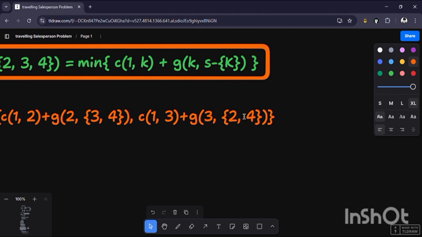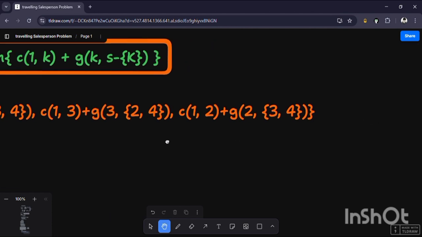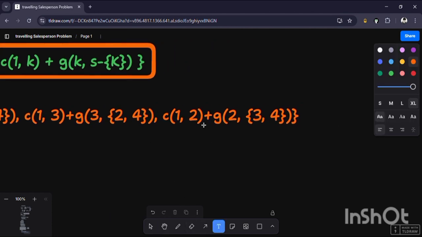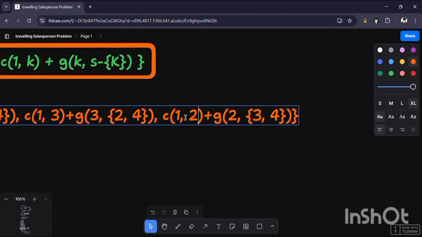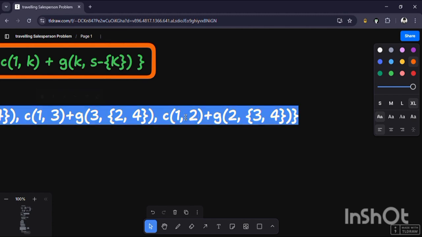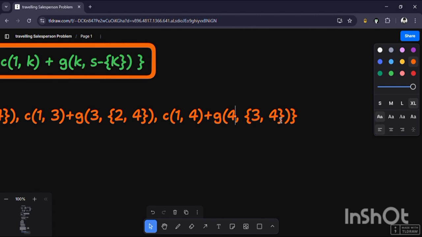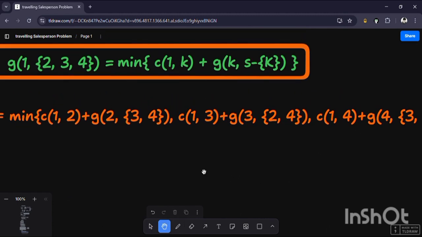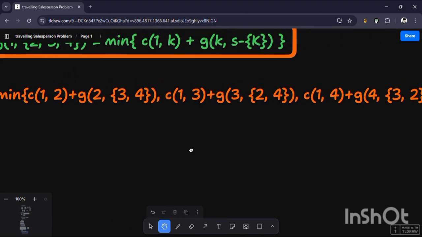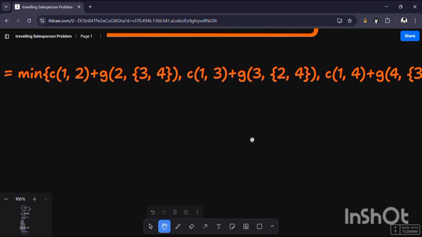There is another path, 1 to 4. I can go to 1 to 4, right? So let me write here 1 to 4. I can go to 1 to 4. Next, g of 4 comma 3 comma 2. This one I have to calculate. Now I know all the values, right? Let's put all the values.